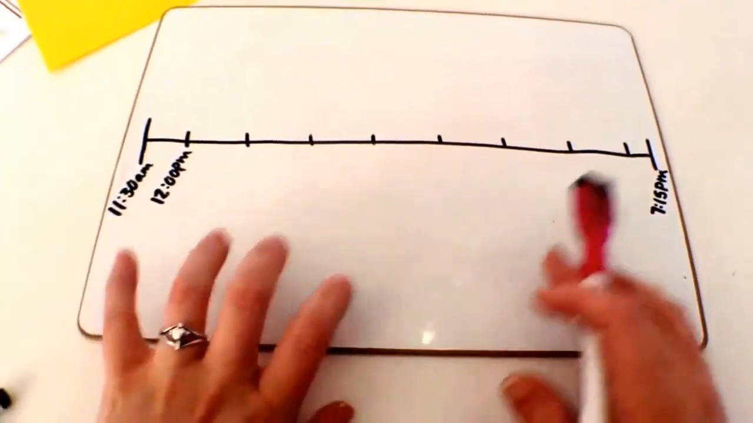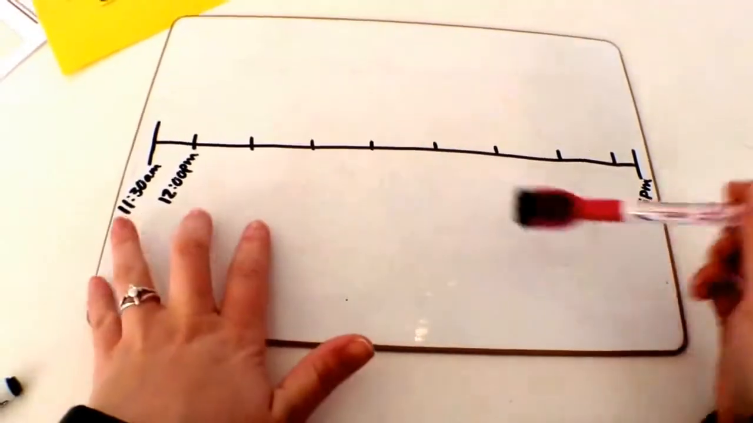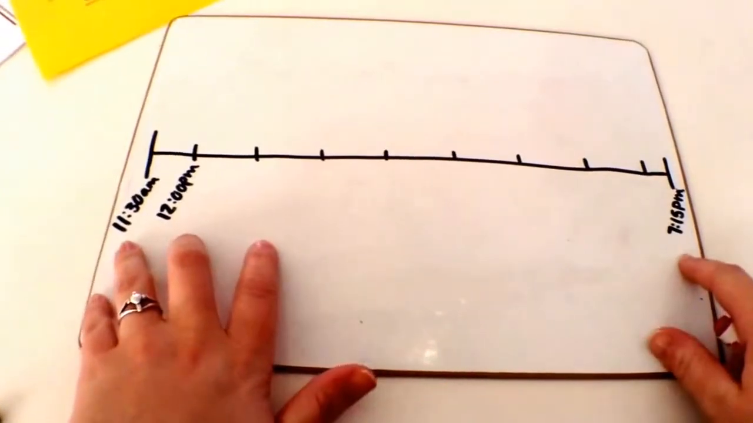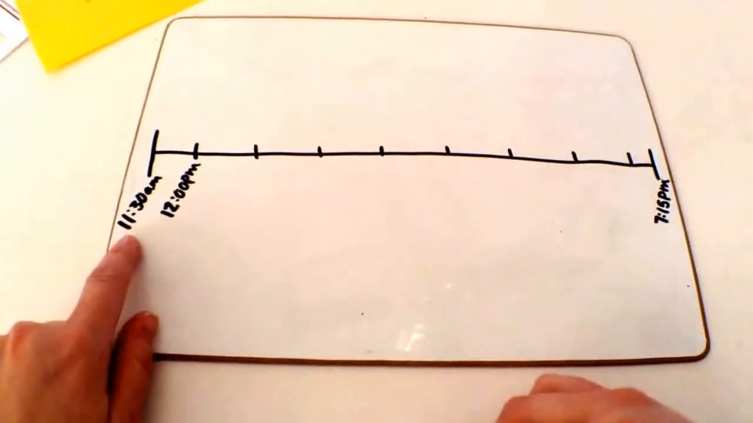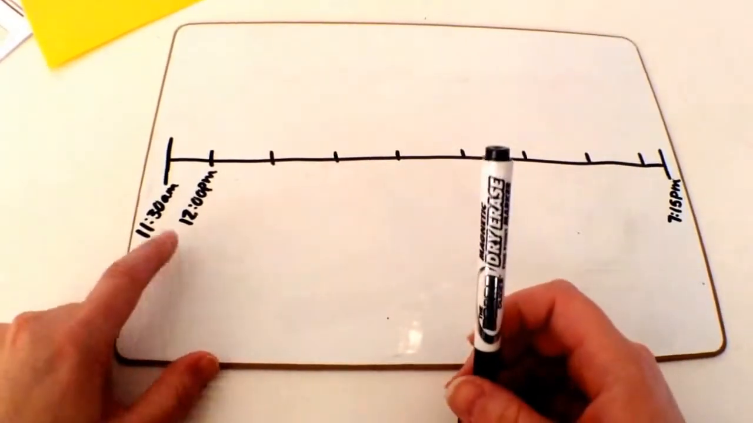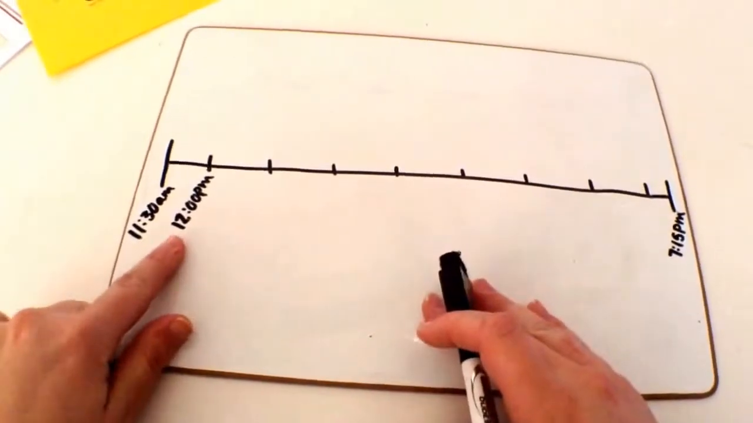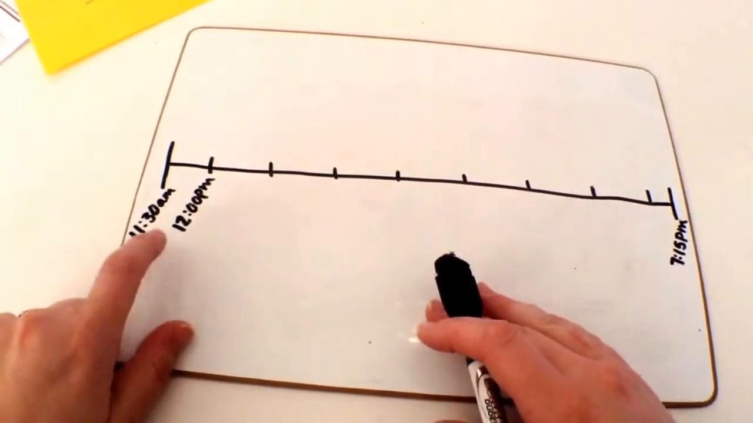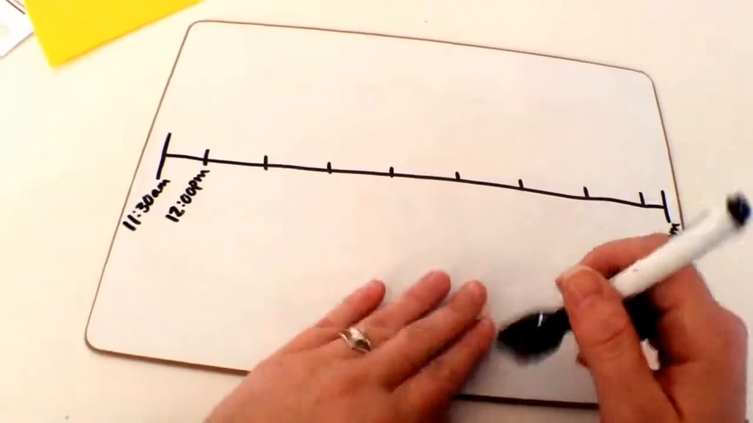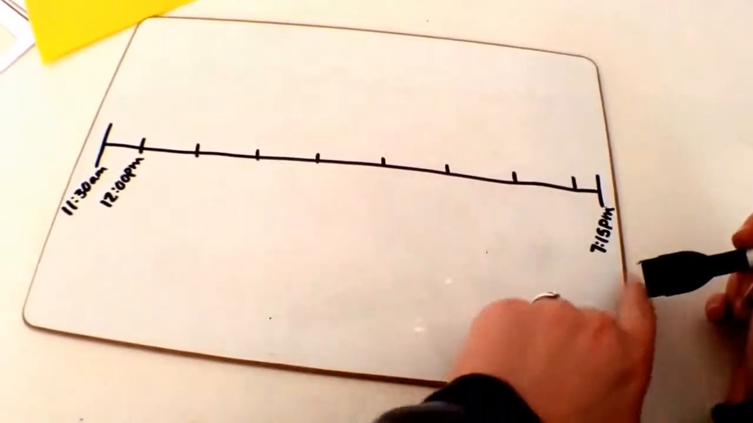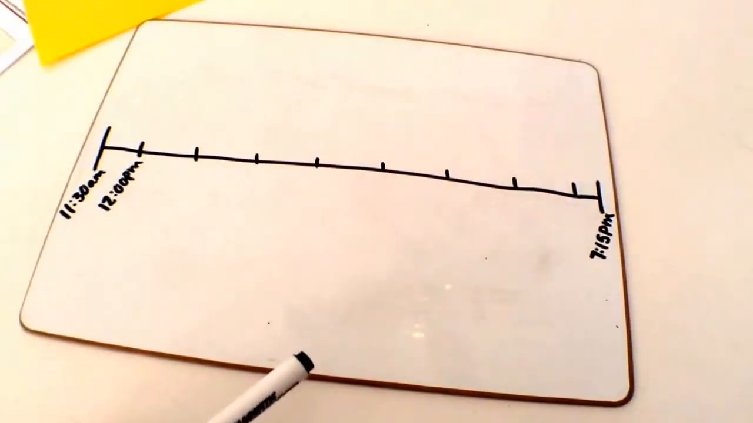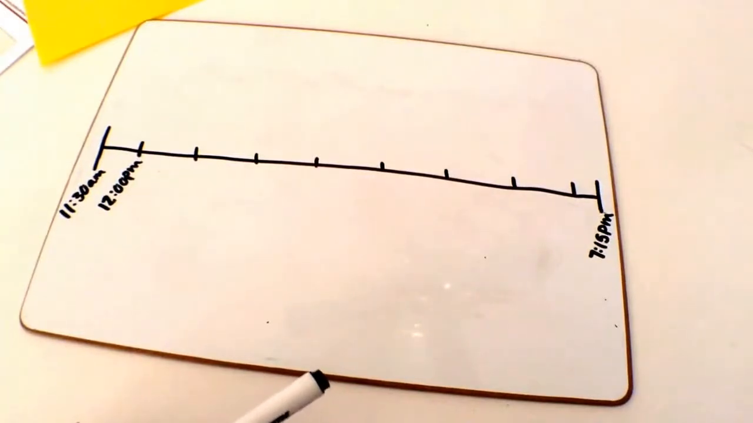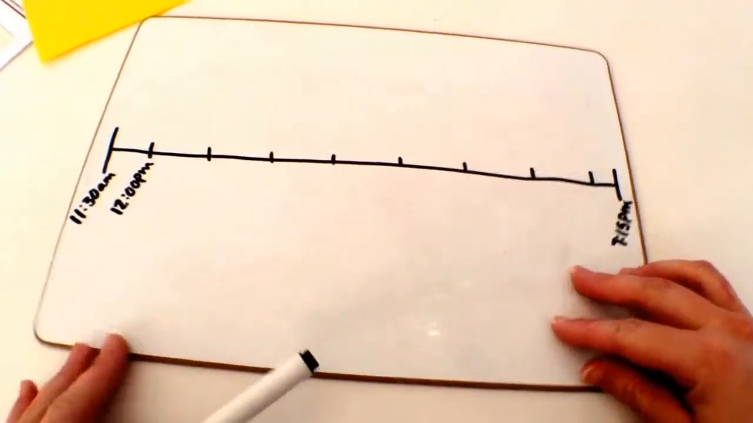As you can see, I have already drawn the number line, and I have some important information already on it. Right here, we have our start time, which is 11:30 a.m. I also have my reference point at 12 o'clock p.m. so that I know that we're jumping from a.m. to p.m. That'll just help us to remember that. And then I also have my end time right here, which is 7:15 p.m. Now that we have everything set up, we're going to start working on the problem.